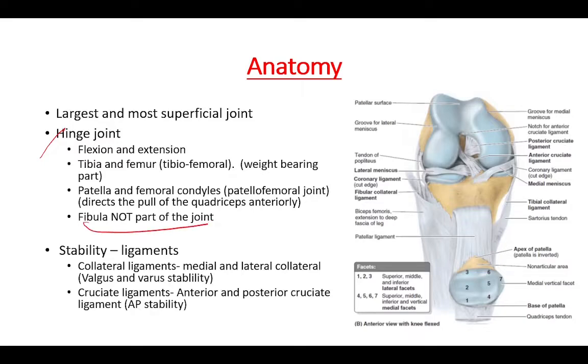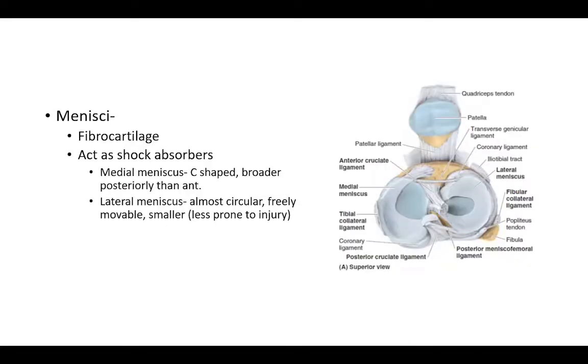The stability is conferred by the collateral ligaments, which is the medial and the lateral collateral ligaments, which give us the varus and valgus stability, and the cruciate ligaments, which is the anterior cruciate ligament and the posterior cruciate ligament. These allow for antero-posterior stability. The menisci are fibrocartilage, which act like shock absorbers between the femur and the tibia. The medial meniscus is C-shaped and broader posteriorly than anteriorly, whereas the lateral meniscus is almost circular and freely movable and smaller, hence less prone to injury.